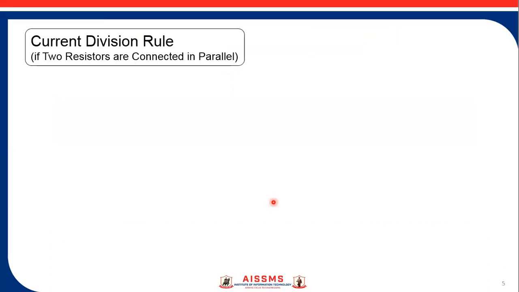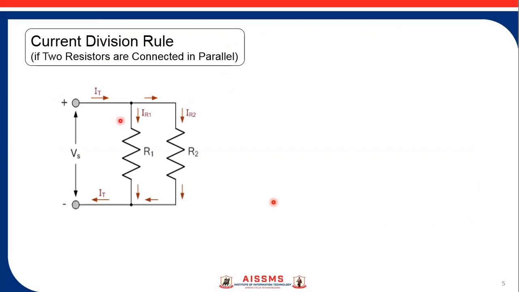Current division rule: it is applicable only when two resistors are connected in parallel. So this is a simple circuit diagram. R1 and R2 are connected in parallel and the voltage across this parallel combination is Vs. Total current is IT. I is equal to IR1 plus IR2.